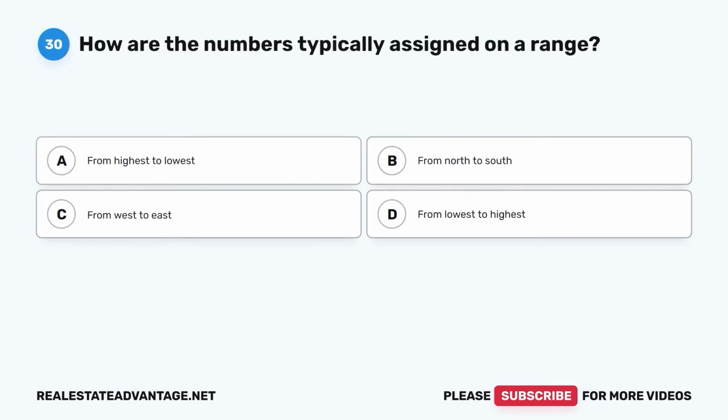Question 30. How are the numbers typically assigned on a range? A. From highest to lowest. B. From north to south. C. From west to east. D. From lowest to highest.